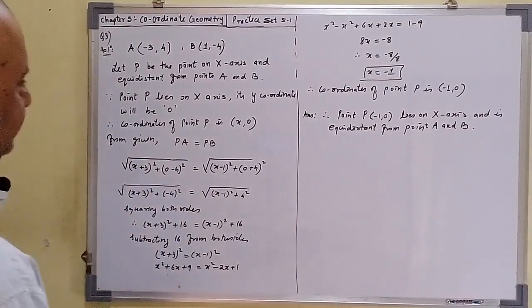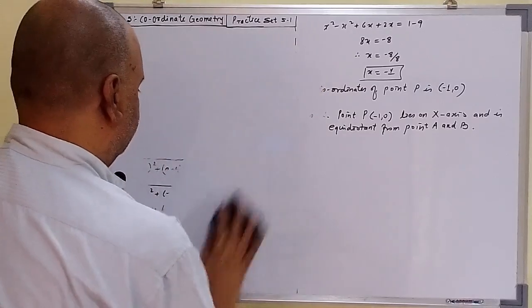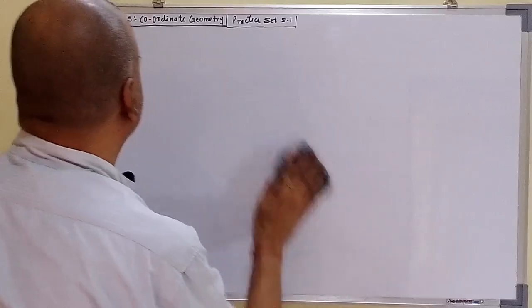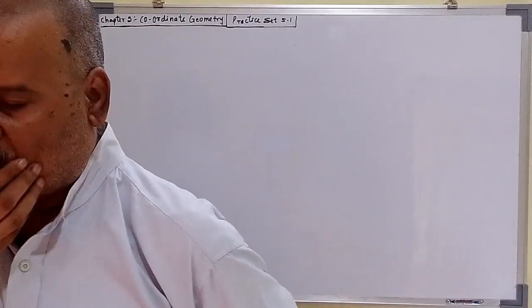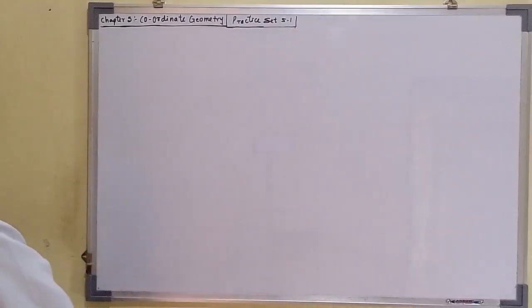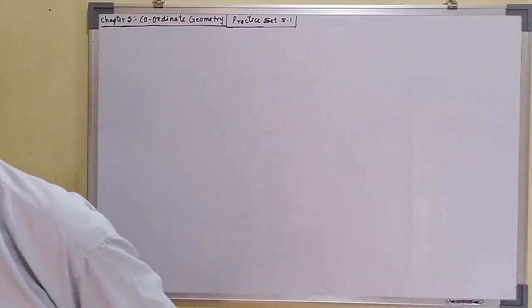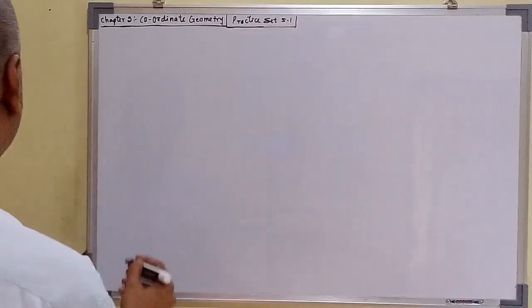Let's go to question number 4. Verify the points. Verify that points P (-2, 2), Q (2, 2) and R (2, 7) are vertices of a right angled triangle. Let's verify. Write it down first. This is question 4.